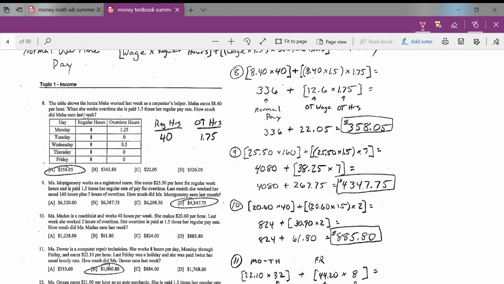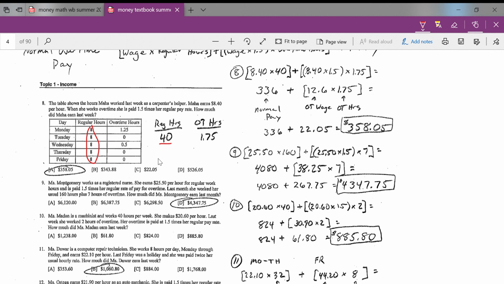So number eight, it says the table shows the hours Maha worked last week as a carpenter's helper. She earns $8.40 per hour. When she works overtime, she's paid 1.5 times her regular pay rate. How much did she earn last week? So we're looking at a week, okay? It gives us regular hours for each day and gives us overtime hours if she had any on each day. So the first thing I did was add these up. And there's 5 days at 8 hours a day, so that's 40 regular hours.